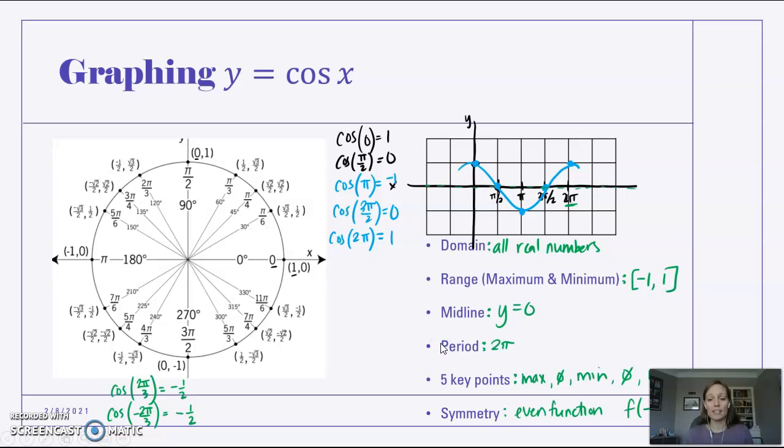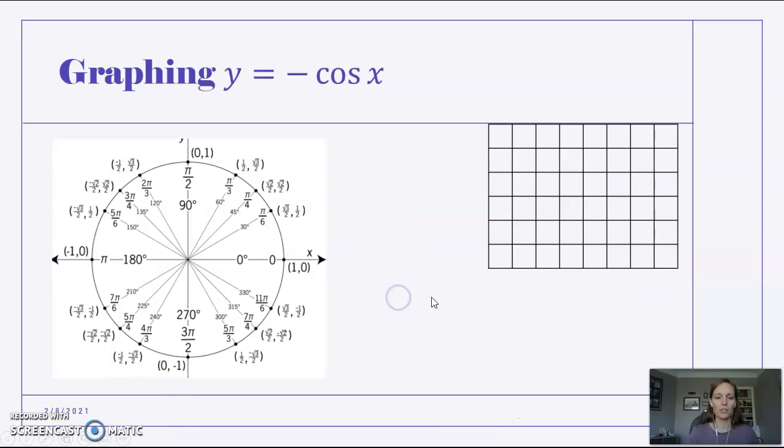Okay, cosine has the same type of process for multiplying by those negatives or the whole numbers in front. So let's take a look at those two examples, starting with negative cosine of x. Let's get this graph set up. I've got my y-axis and my x-axis. Remember that on my x-axis, we're not counting by ones, but we're counting by pi over 2, pi, 3 pi over 2, and 2 pi. My y values do still count by ones.